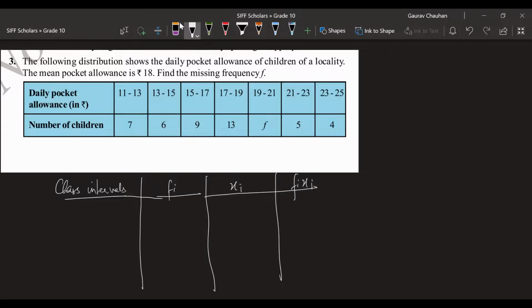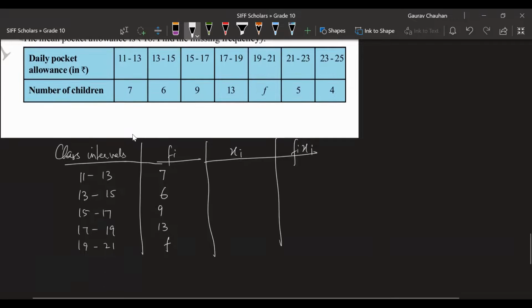Okay, so my class intervals are 11 to 13 is 7. You are doing along with me, preferably. 13 to 15 is 6. 15 to 17 is 9. 17 to 19 is 13. 19 to 21 is f. And 21 to 23 is 5. And 23 to 25 is 4.